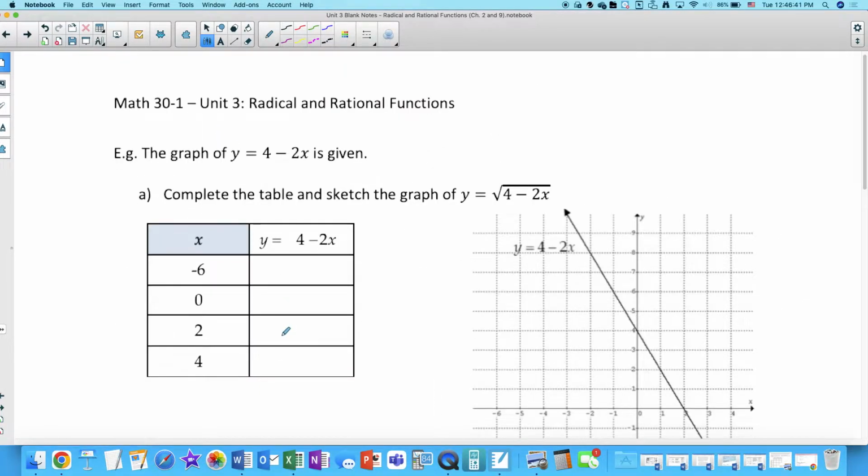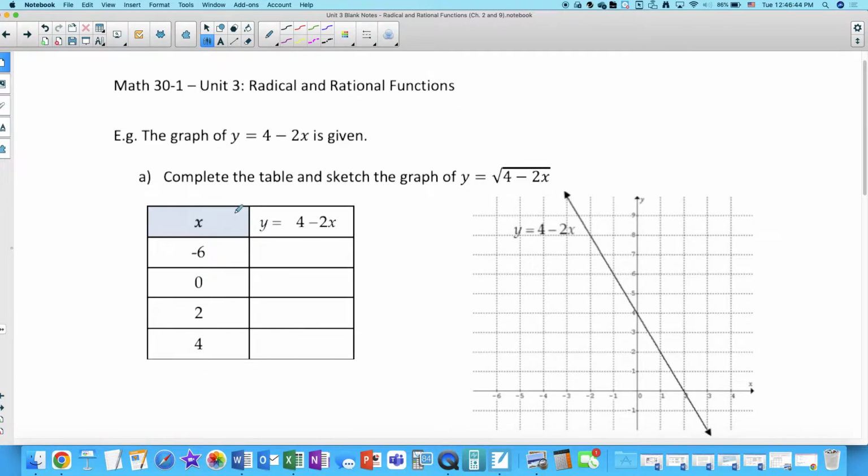Okay, so let's take a look at another one. So we are going to complete this table. Again, we're looking at a linear function, y equals 4 minus 2x. And then we're going to sketch the graph of this from the table of the linear function.